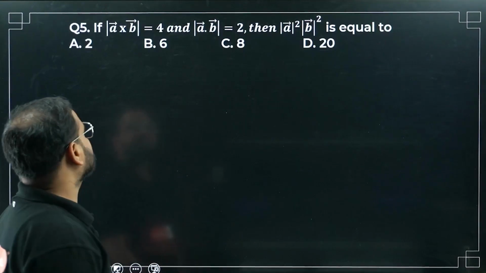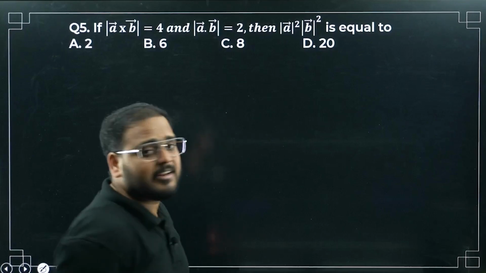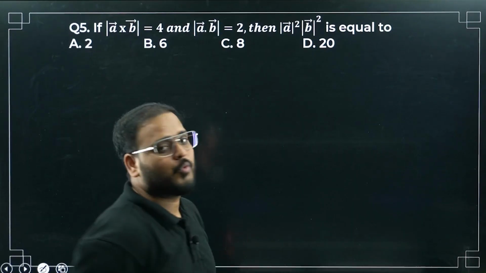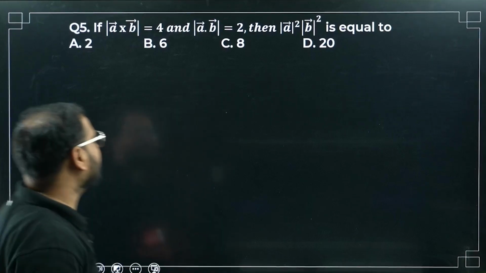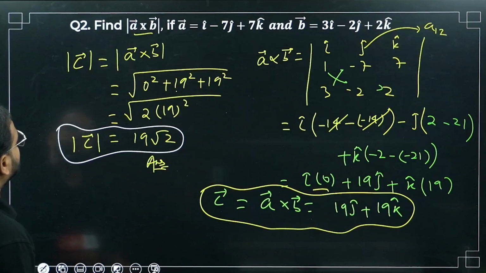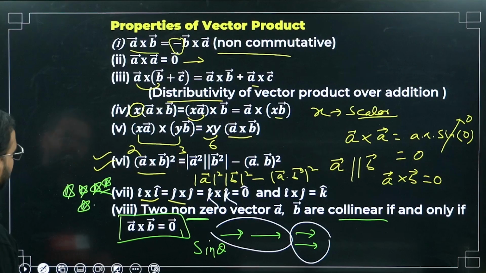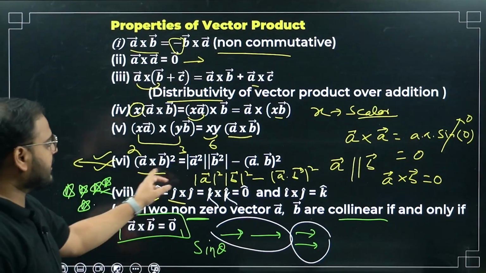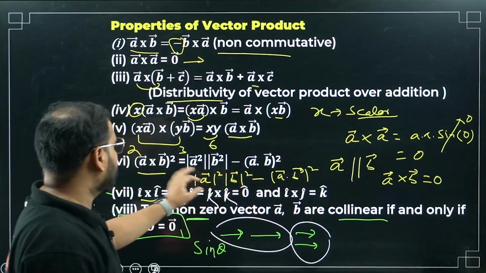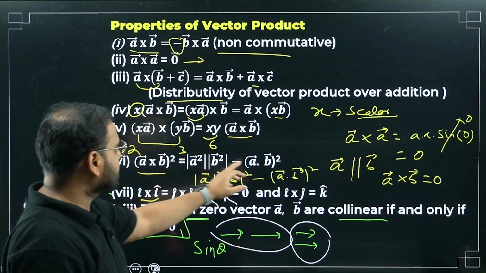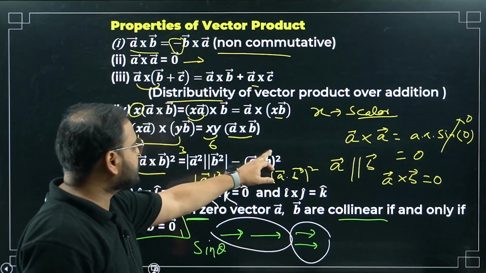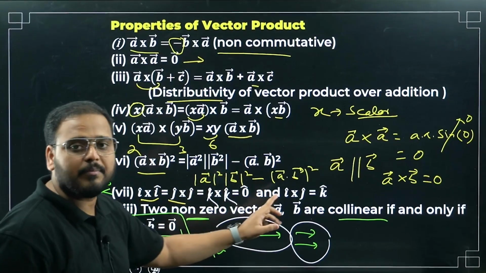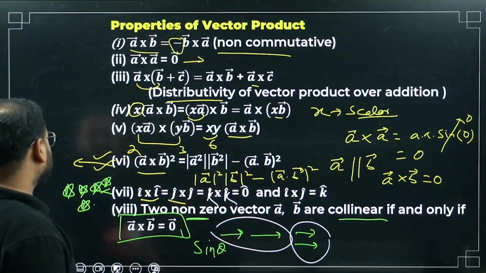Moving on to the next question, question number 5. If mod of vector a cross b is equal to 4 and mod of a dot b equals 2. This is the property I talked about. Let me show you this property, over here. You can use it directly and get the answer, I don't mind. They have given this as 4 and this as 2, so you can bring it over here. It will become 4 square plus 2 square, so 16 plus 4 will be 20. Answer should be 20.